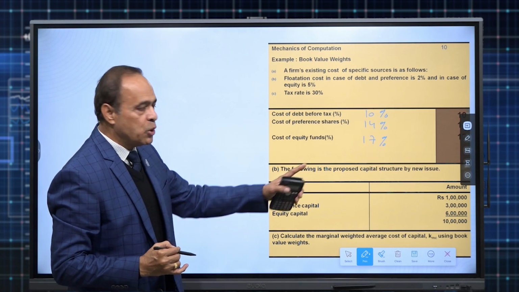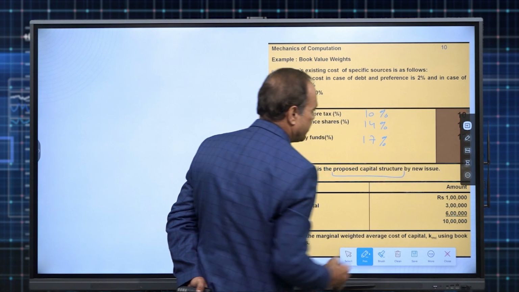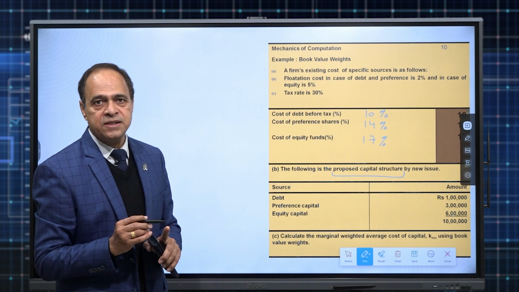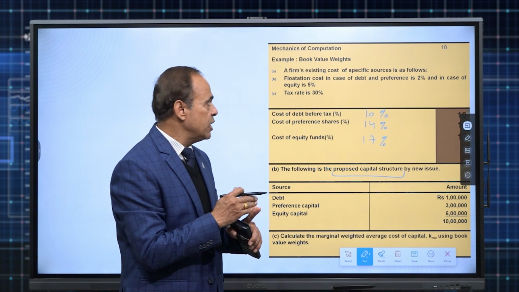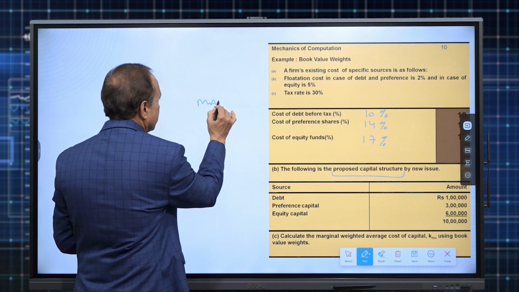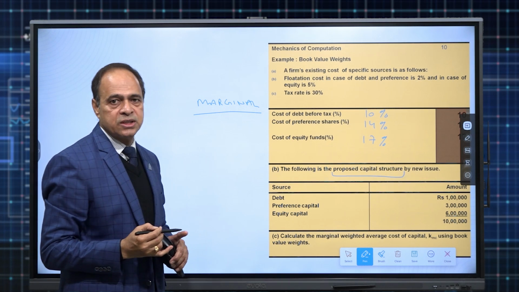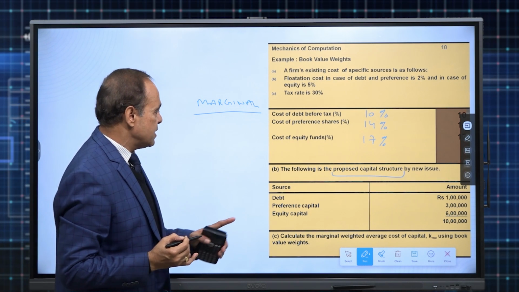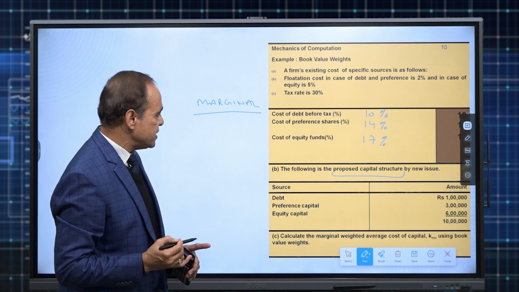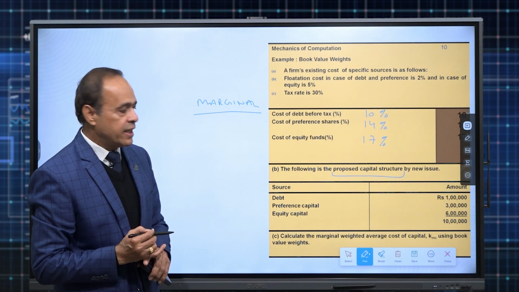The following is the proposed capital structure. The moment the word proposed comes, we are referring to marginal value weights. It means we have entered into the third phase after book value and market value. Now we are going to take into consideration marginal weights. That means the company is proposing to issue new debt of rupees 1 lakh, new preference share capital of 3 lakhs and new equity of 6 lakhs, in total 10 lakh rupees.